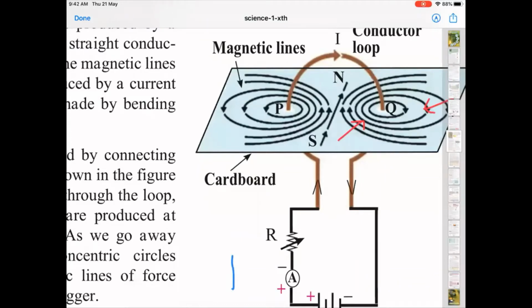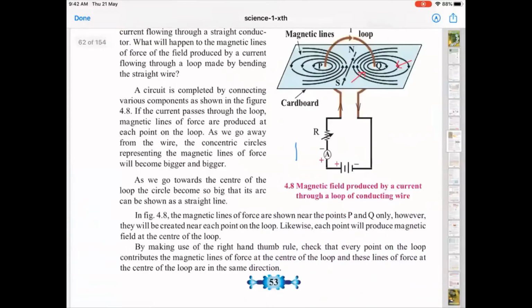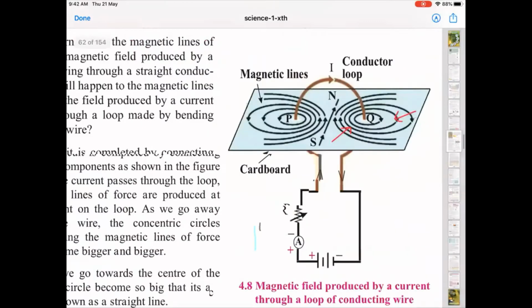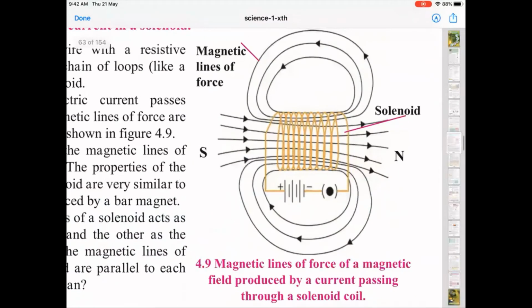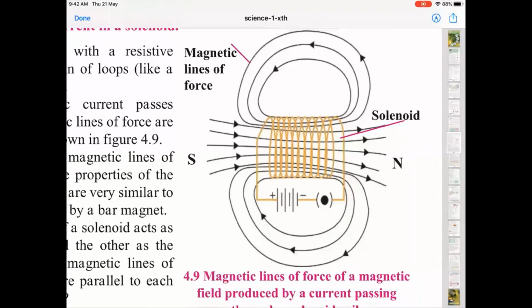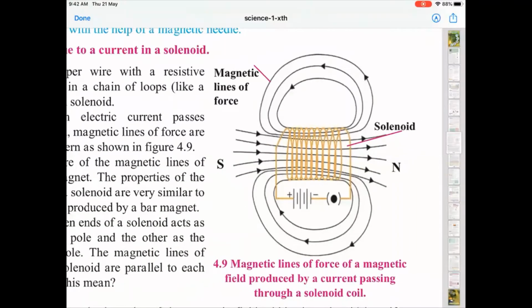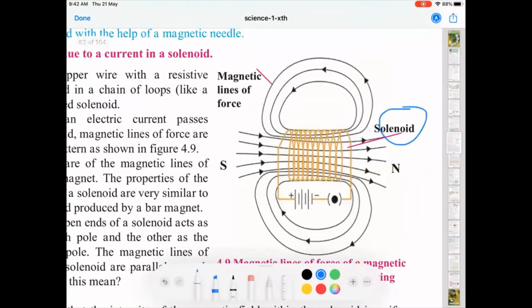This similar effect can be produced by a circular loop of wire. Here there was a single loop of wire, right? So imagine if you have many loops of wire, what will happen? You will get many magnetic lines of force, and it will resemble exactly a bar magnet. This circular loop of wire is called a solenoid.